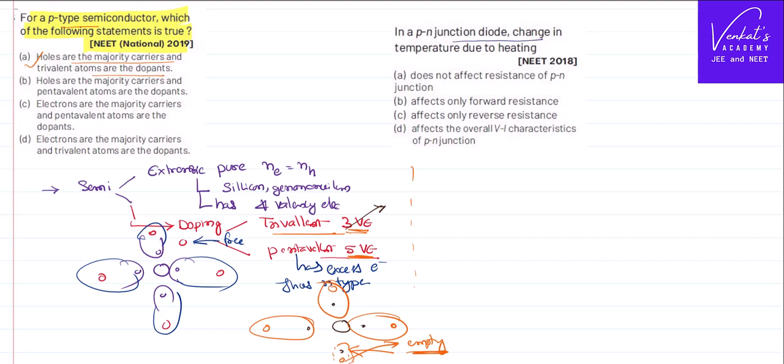In a PN junction diode, what is the effect of the change in temperature due to heating? What happens in a PN junction diode is, this is p-type, this is n-type, this is the PN junction diode. There is a region called the depletion region, in which a potential barrier is formed that acts as an opposition to the flow of current, and that has to be broken for it to act like a conductor, by conducting the diode in forward bias.